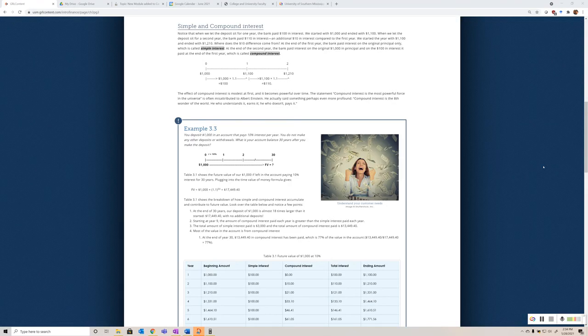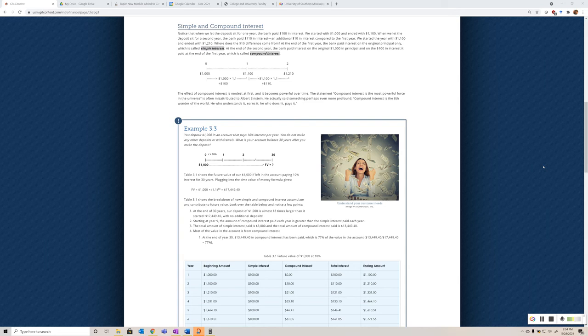Example 3.3 is where we first run into compound interest. And compound interest is a pretty cool thing. Now, take that with a grain of salt. This is a huge nerd telling you that. But walking through this example, we can get a sense for how powerful compound interest really is.